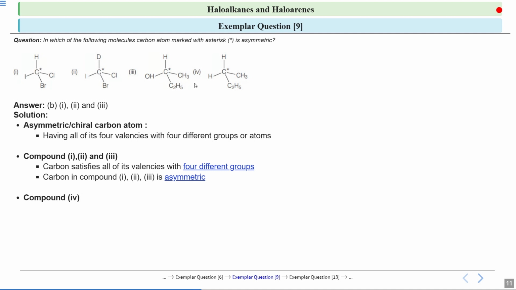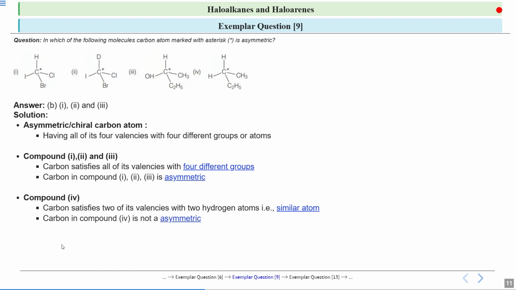If you look at compound fourth, the carbon satisfies 2 of its valencies with 2 hydrogen atoms, that is, we have the presence of similar atoms. So you can see in this fourth molecule the carbon is attached with hydrogen and again hydrogen. So 2 similar atoms are present in this compound, right? Now this means that the carbon in compound fourth is not asymmetric or not chiral. That's why our correct answer is option B, that is only first, second, and third molecules contain carbon which is asymmetric in nature.